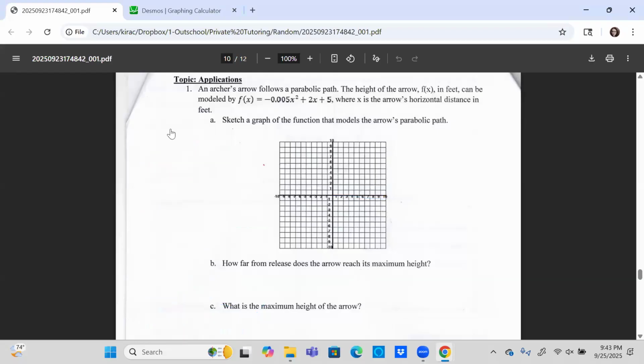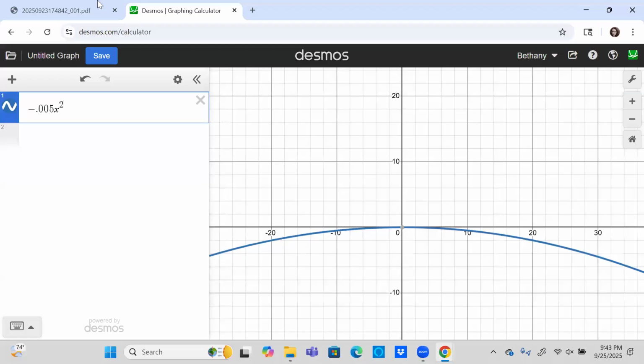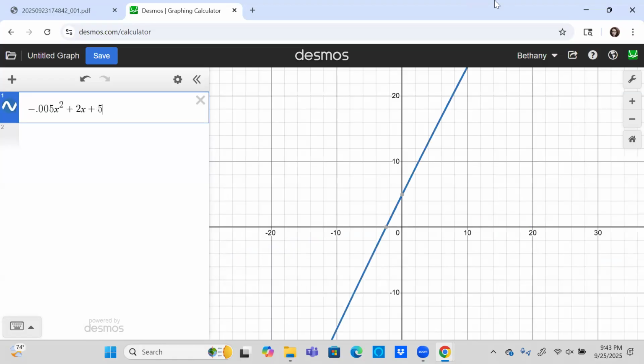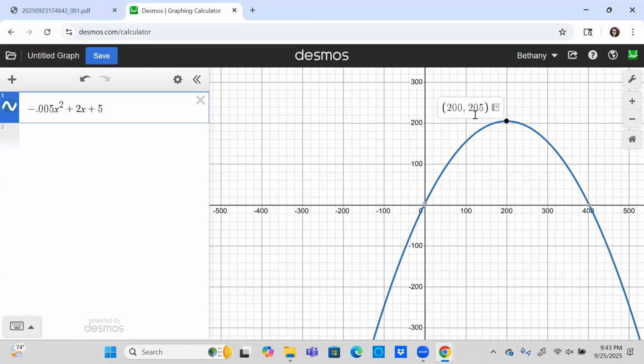You're just going to type the function, which was negative 0.005x squared. I don't remember the rest. Plus 2x plus 1. Okay, you might have to zoom out. Find your vertex. There, 200 is the horizontal distance because that was the x. 205 was the max height. Boom. Click. 402 rounded was when it hit back the ground. That's how far it traveled before hitting back the ground, because the height is 0 when it hits the ground.